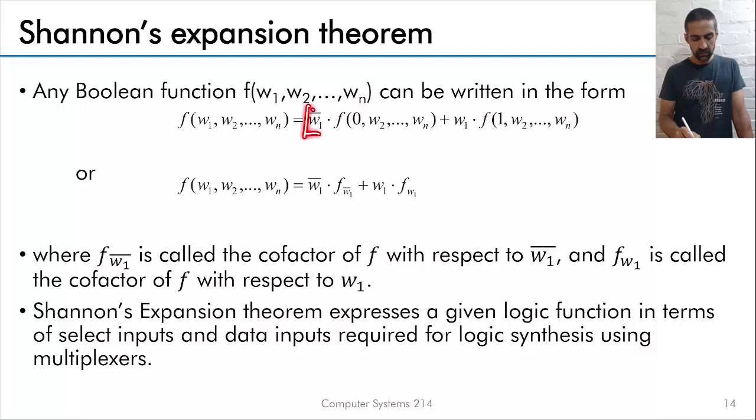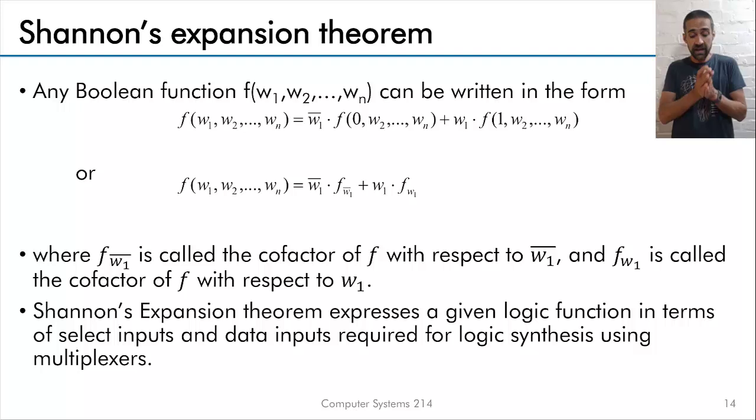So we take W1 out, and every time W1 occurred, we replace it with 0. Then with W1, we take W1 out and it's ANDed with f, where everywhere W1 occurred in that function, we replace it with a 1. Another way to write it is that f is equal to not W1 times what is called the cofactor of f with respect to W1's inverse, plus W1 times, or product, the cofactor of f with respect to W1.